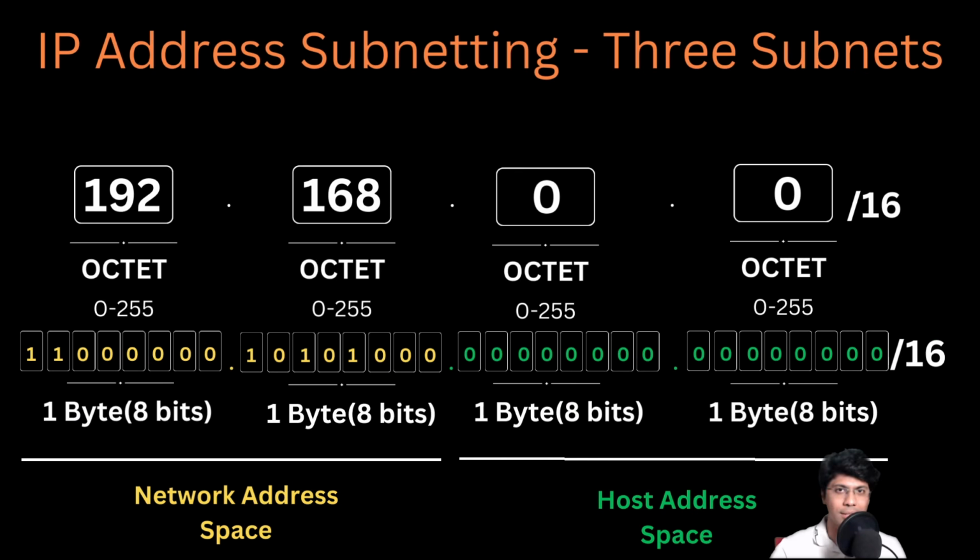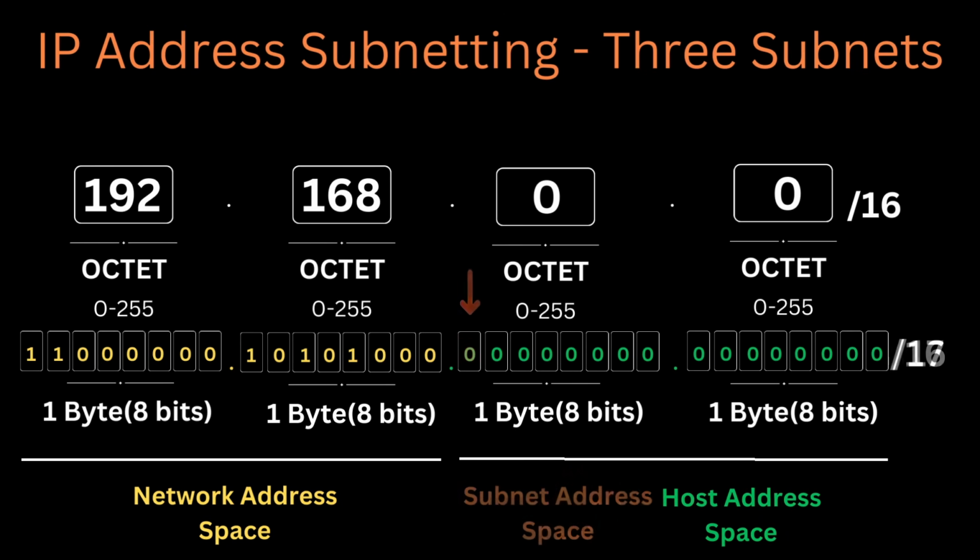You know the basics now. Network address space, host address space, and subnet address space. But our basic theory says 1 bit is not enough for representing 3 subnets, as 1 bit has only 2 states, that is 0 and 1. So 1 bit is not enough for 3 subnets.